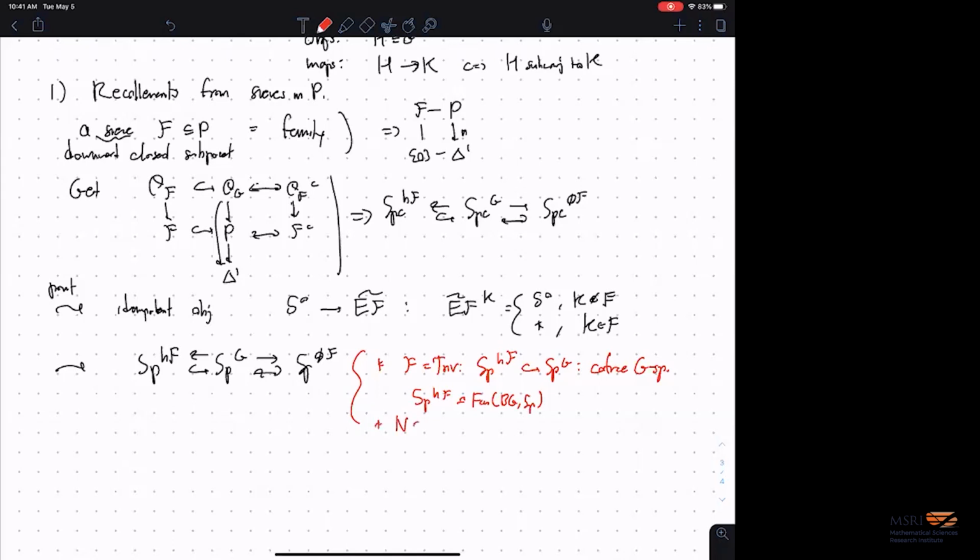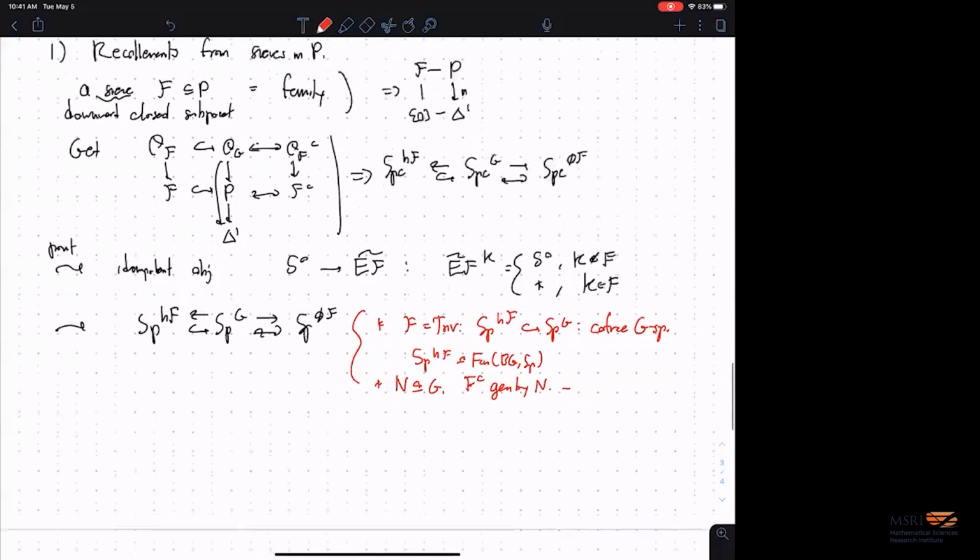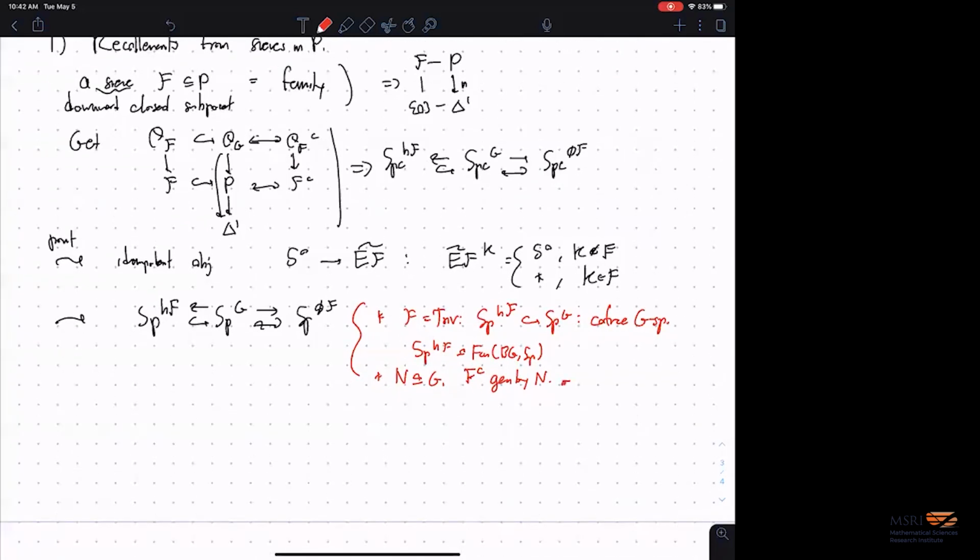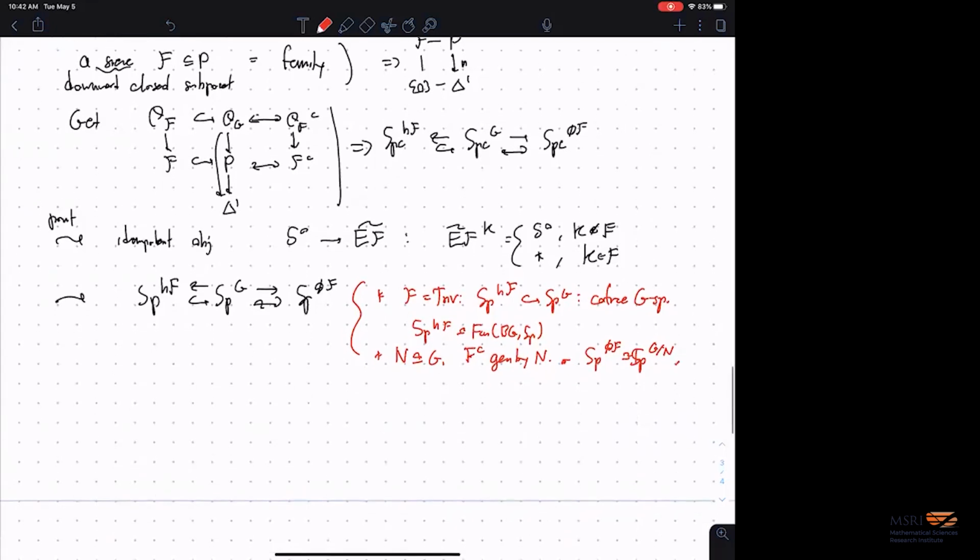And if N is a normal subgroup in G, then I can take the co-sieve generated by N. So I'll denote F^c by the co-sieve. Then the complementary sieve F, if I consider this localization, the smashing localization given by modules over EF twiddle, is equivalent to just G mod N spectra. So this is some stable recollement.